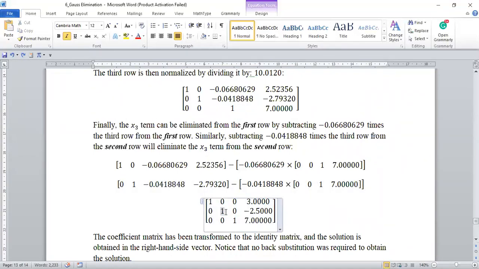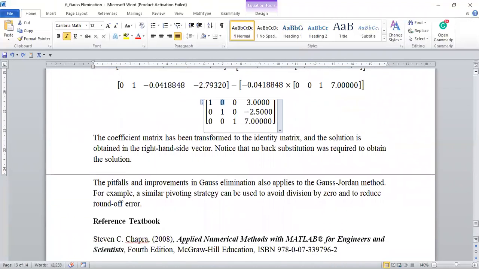So there's 1 here, there's 1 here, there's 1 here, and the remaining is 0. So we are ready. When you've gotten to this step, you've gotten to your final answer. So x1 is 3, x2 is minus 2.5, then x3 is 7. So this is the Gauss-Jordan method.